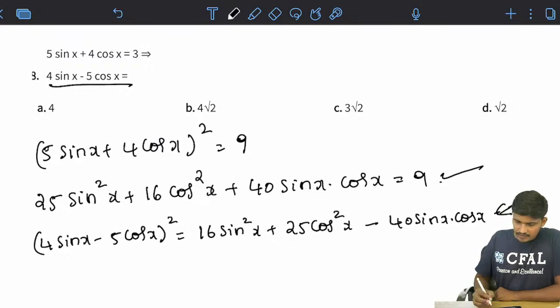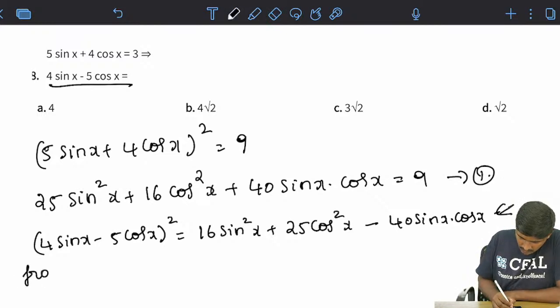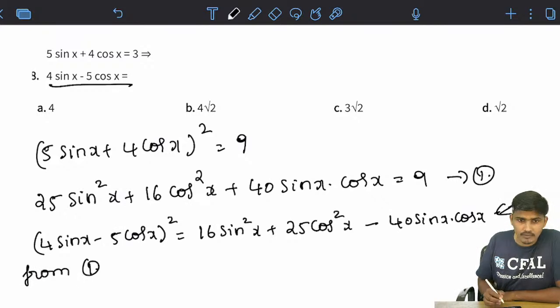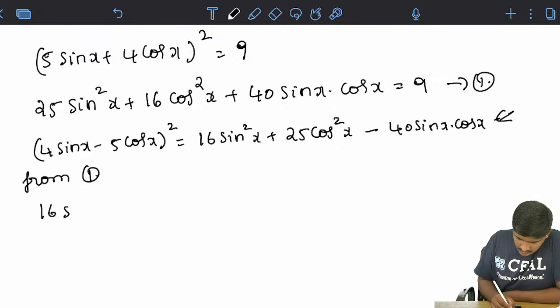Okay. The first expression, I will call this equation number 1. So from 1, I will rewrite the first equation in the following way. 16 sin square x.